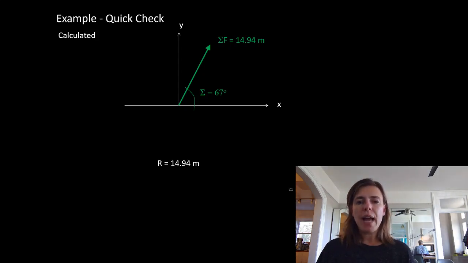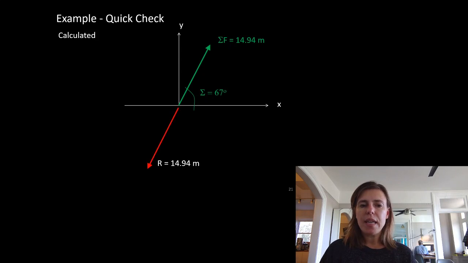We want to know what the reaction is. We know it needs to be an equal and opposite force. So this one was pulling this way, this one has to pull this way. It has to be equal, so 14.94, but in the opposite direction.